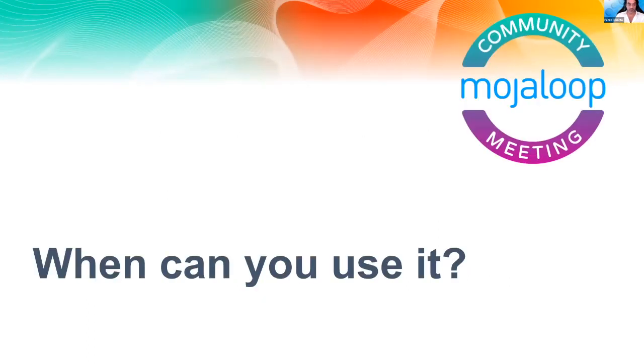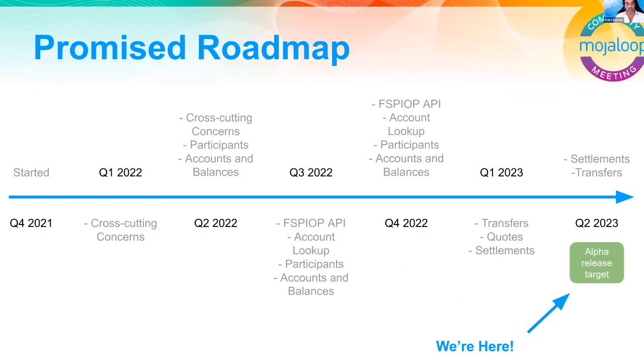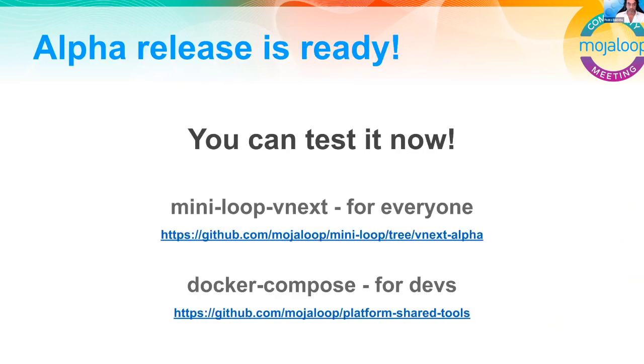When can you use it? Because that was the question that you wanted. So this is the promised roadmap. And we're here. We're on the alpha release target. This is what we promised. By Q2 this year, we would release an alpha. And we are releasing the alpha. True to our words, the team has made it, and you can actually test it now.